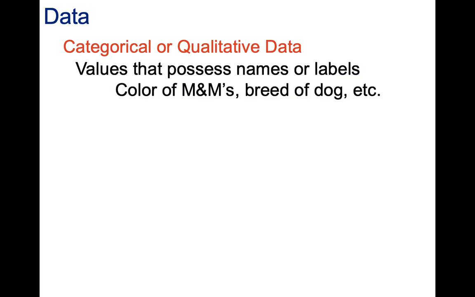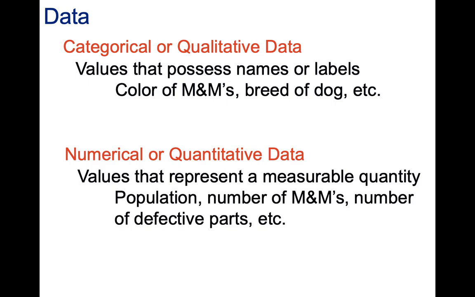Data can be categorical or qualitative. Values that possess names or labels, like the color of M&Ms or breeds of dogs, any sort of property that can't be measured with numbers, is what we call categorical or qualitative data, whereas we have something else called numerical or quantitative data, and that's of course values that are numerical. We can calculate them. We can run the numbers, so to speak. So that could be the numbers of M&Ms, the height of people, number of defective parts, weights. It could be all sorts of different things. But the point is, sometimes you'll have categorical data which describes things in terms of a name, whatever it might be, versus something that we can calculate and or measure.